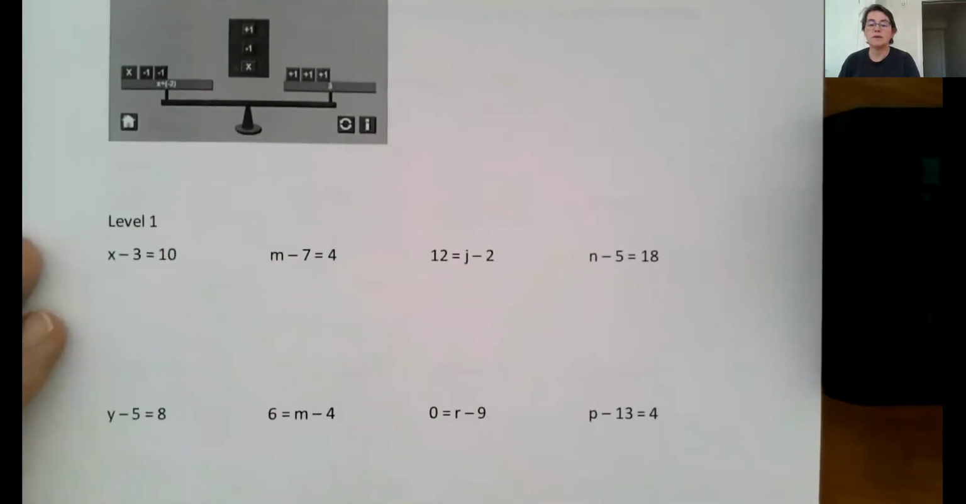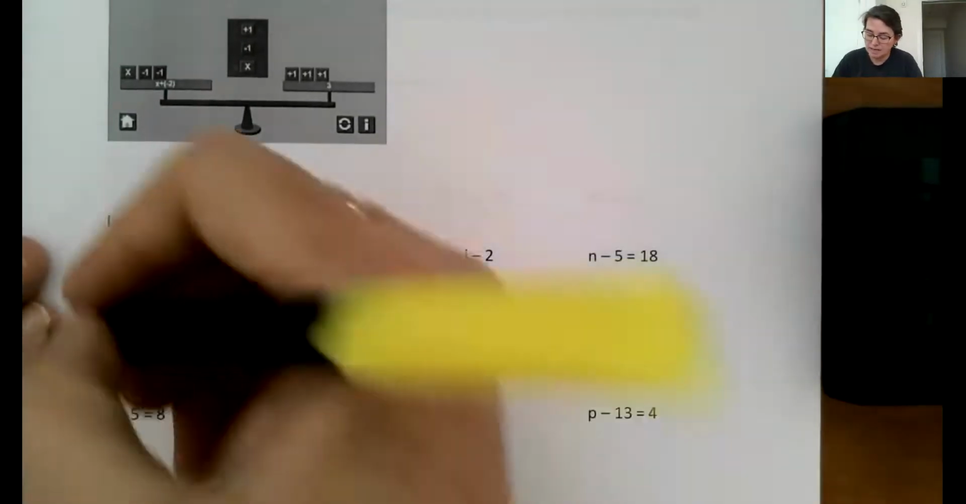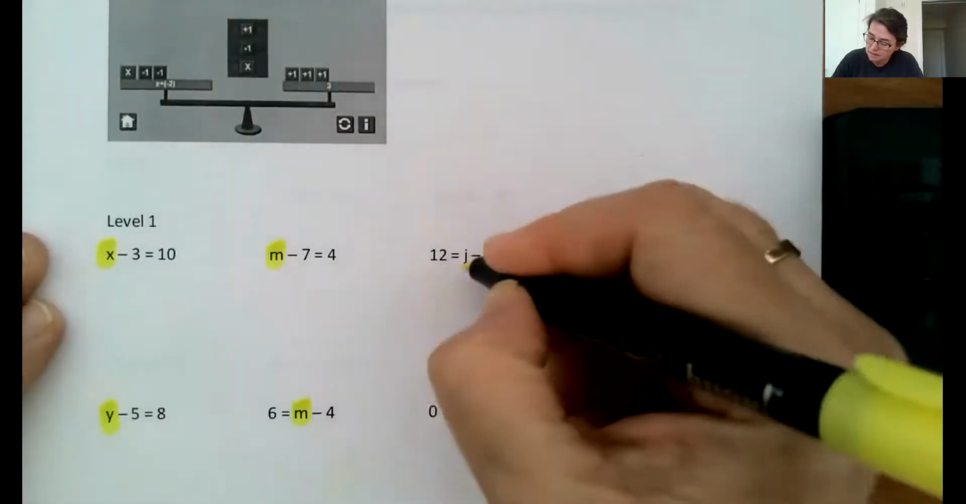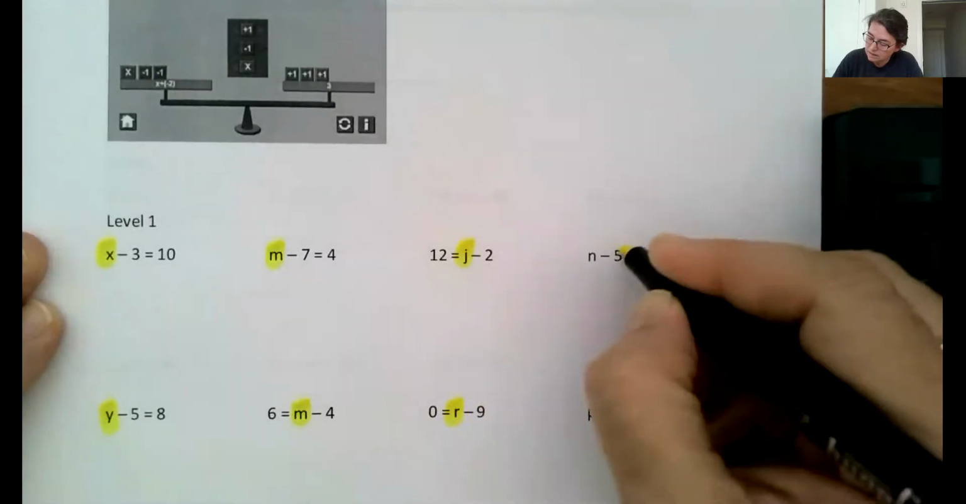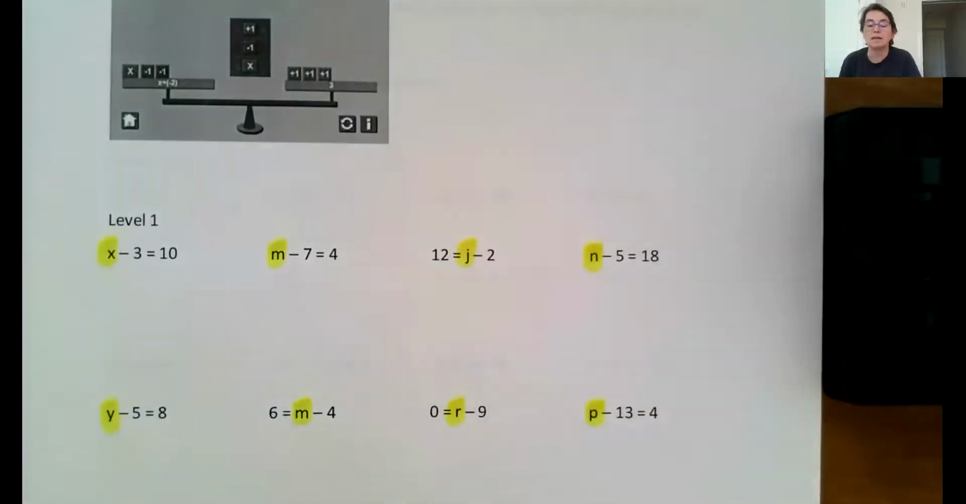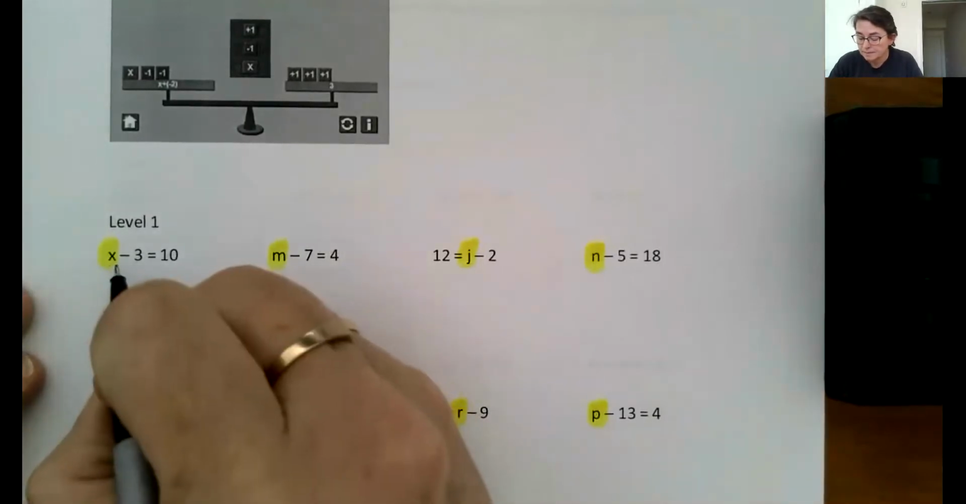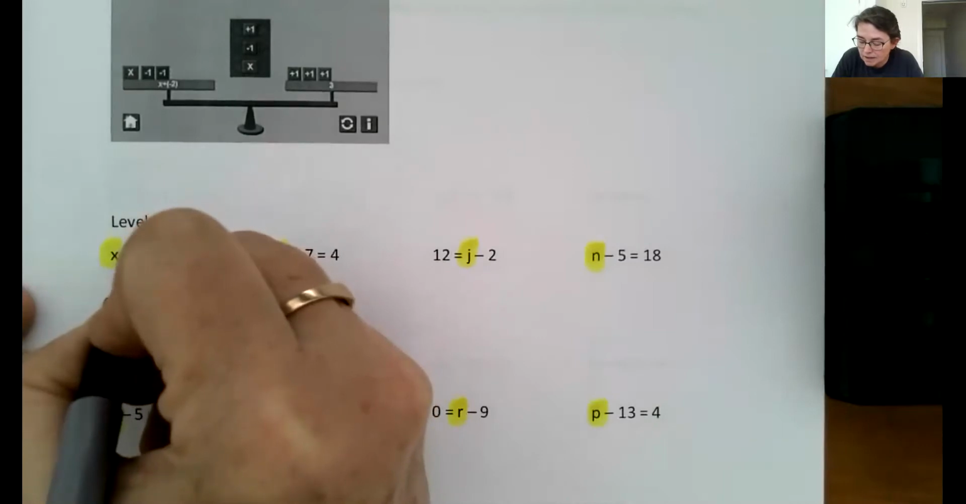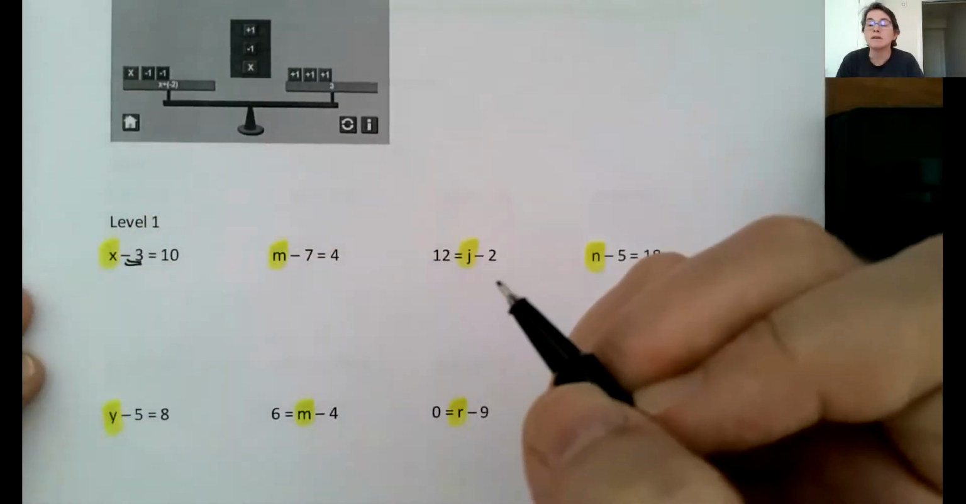We've got a number of equations here, and I'm going to start like I did on the addition one. I'm going to take my handy dandy highlighter and just highlight all my variables. You don't have to do that, but I want to make this easy for you and me, so I'm going to do that. So here's my x. I'm subtracting 3. This is the part I need to get rid of.